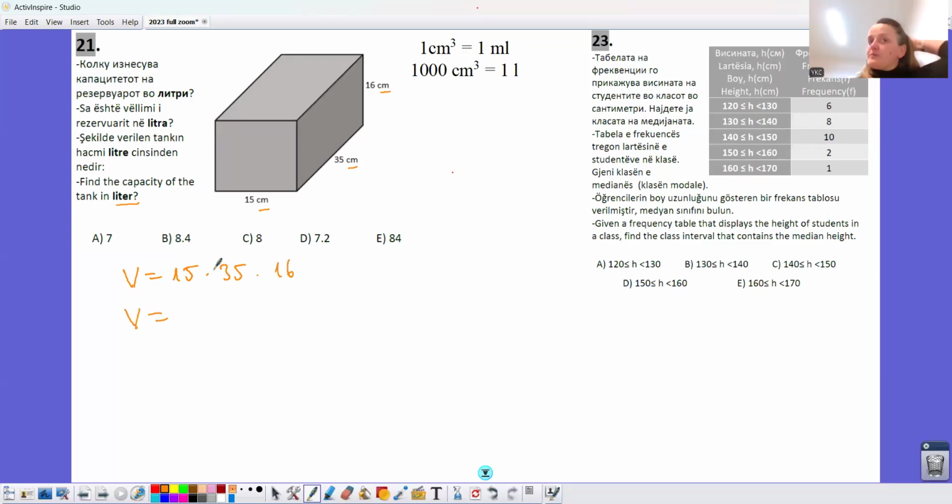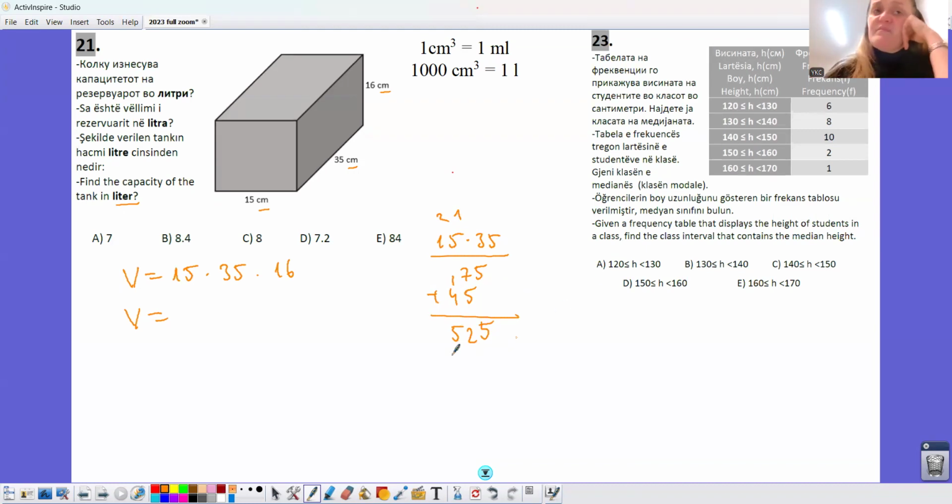Let's multiply firstly 15 times 35. I'm doing all the operations here for you to see that it's not very hard to do without a calculator. 5 times 5, 25, 2 in mind. 1 times 5, 5, and 2 in mind, 7. 5 times 3, 15, 1 in mind. 1 times 3, 3, 1 in mind, 4. Adding them, 525 is this one.